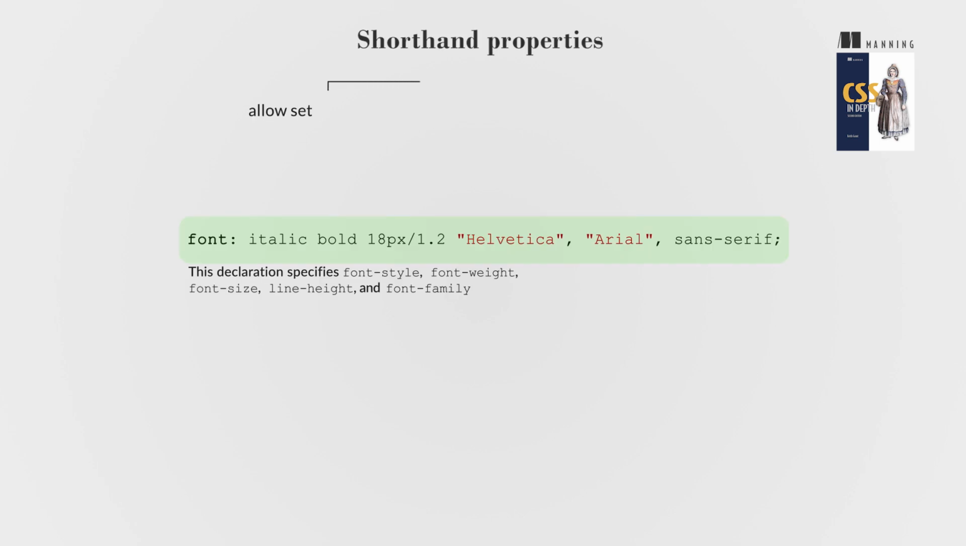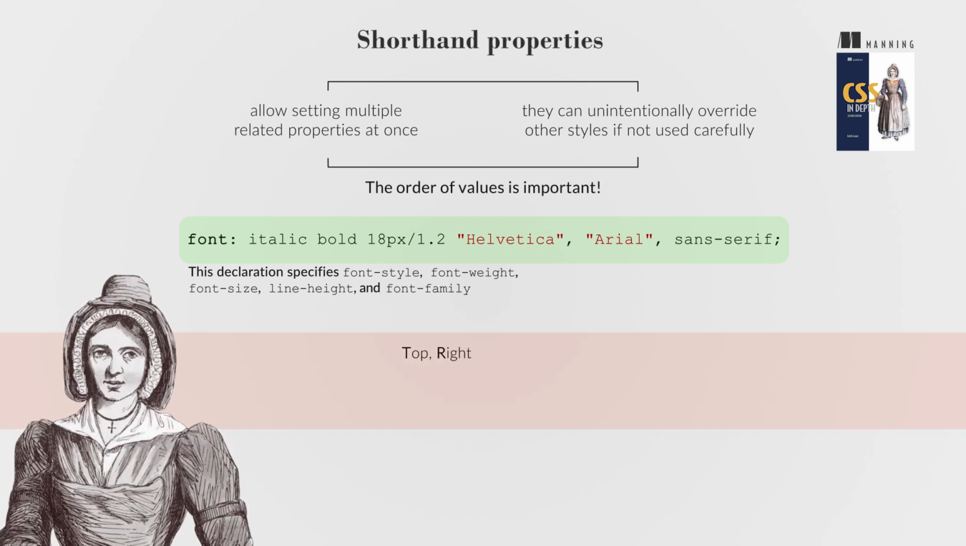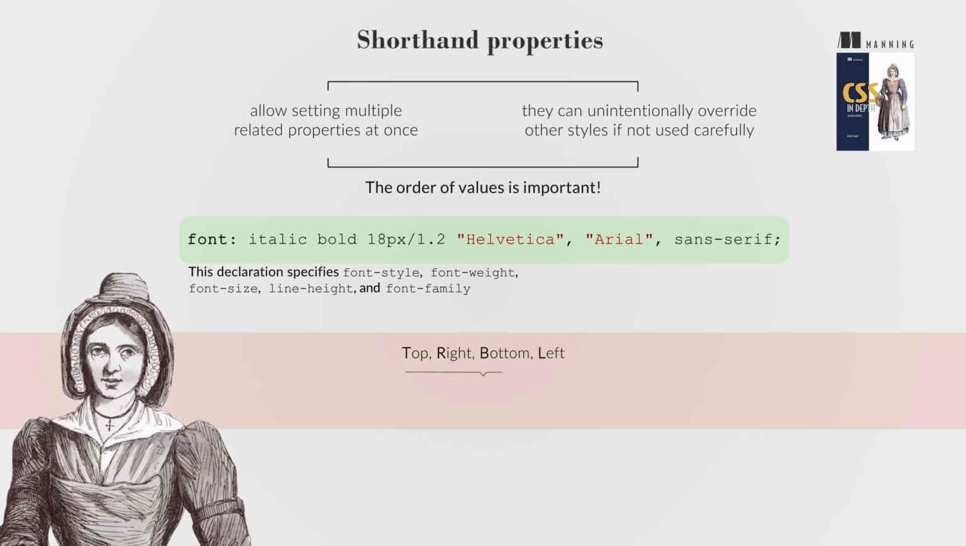Shorthand properties allow setting multiple related properties at once. However, they can unintentionally override other styles if not used carefully. The order of values is important, with some properties following a specific sequence, for example, TRouBLe for margin and padding.